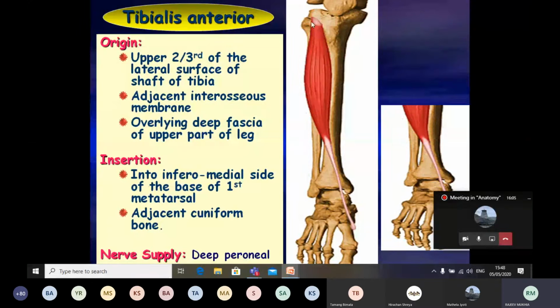Now it is arising from this part of the tibia. This is the lateral condyle. Here you can see this is the lateral condyle. This is the head of the fibula. So the origin of tibialis anterior is from this lateral condyle of the tibia, from the upper 2/3 of the lateral surface of the tibia, adjoining the interosseous membrane, and also from the deep fascia of the leg. So these are the origins of this tibialis anterior.